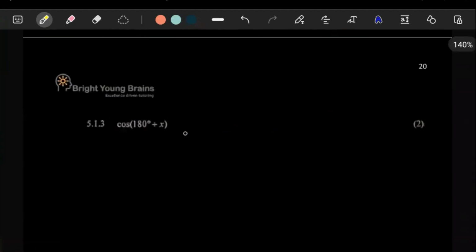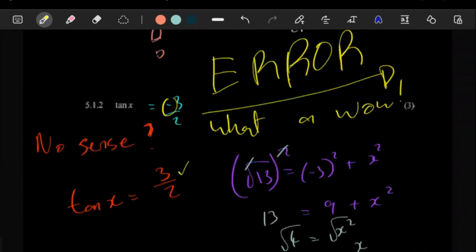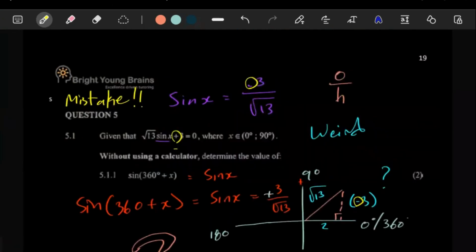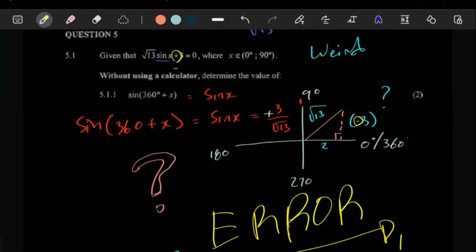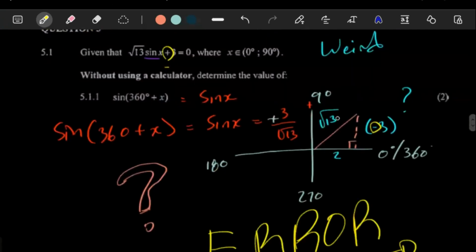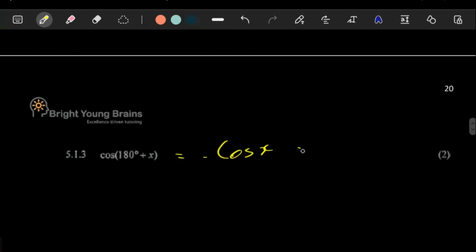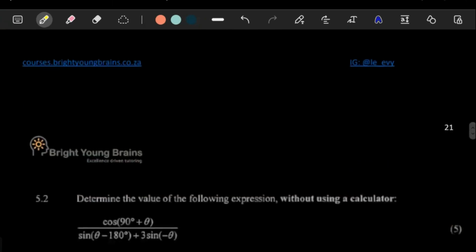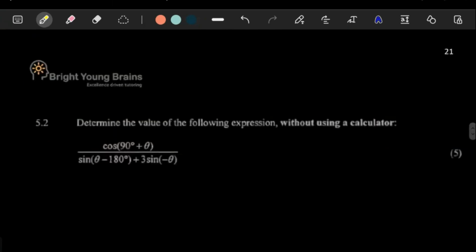The next question, cos(180 plus x). It doesn't matter, 180 degrees plus x is in the quadrant where cos is negative. According to our sketch, cos is adjacent over hypotenuse, so 2 over square root of 3, that kind of works, but there's a negative there, so that negative has to be there. Okay, that's all good. 5.1. 5.2 is where we are now.